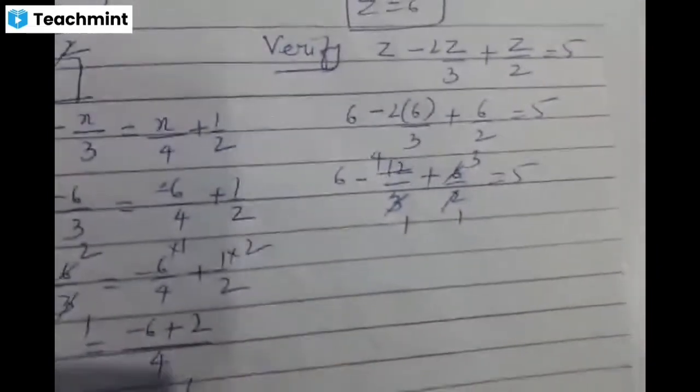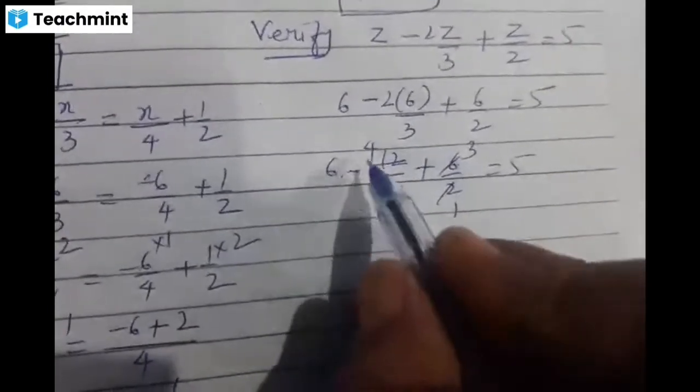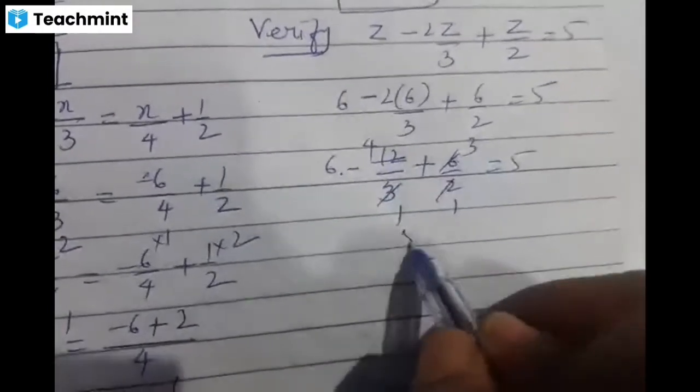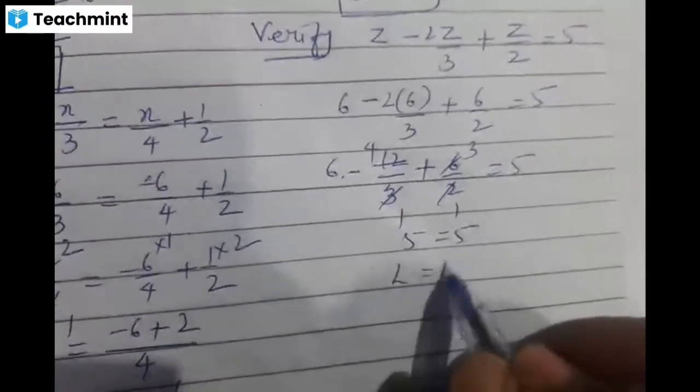In such cases, you can't cancel here, children. Only we can cancel numerator and denominator. If you are getting the whole numbers, 6 minus 4 is 2. 2 plus 3 is 5. 5 is equal to 5. Therefore, LHS is equal to RHS. We have done question number 18.